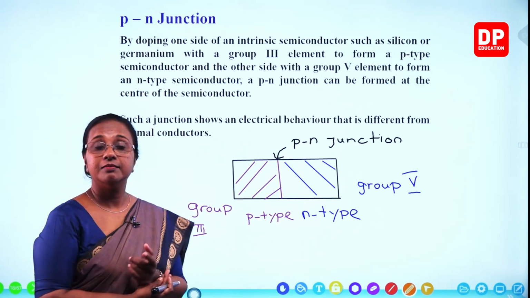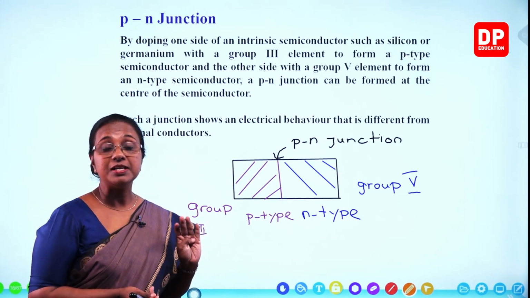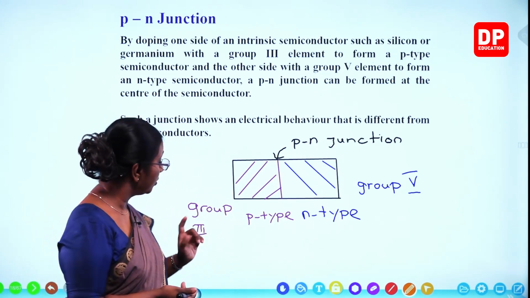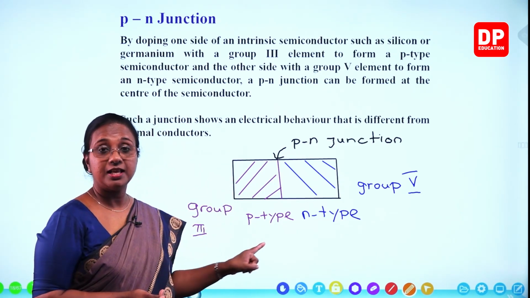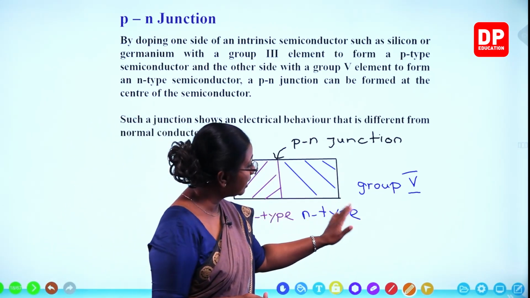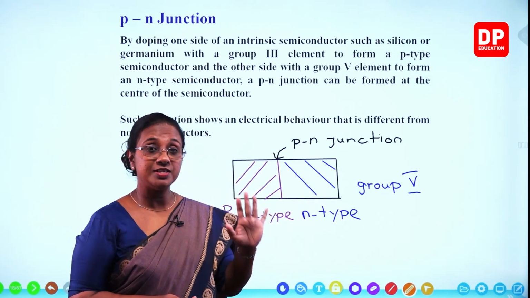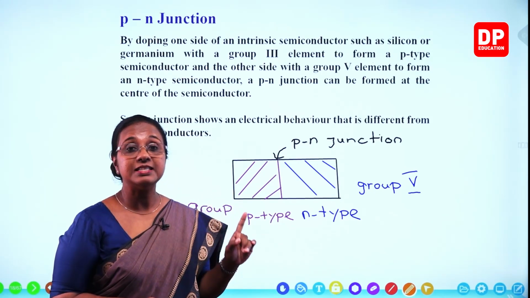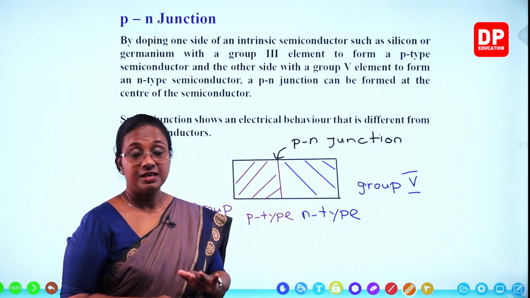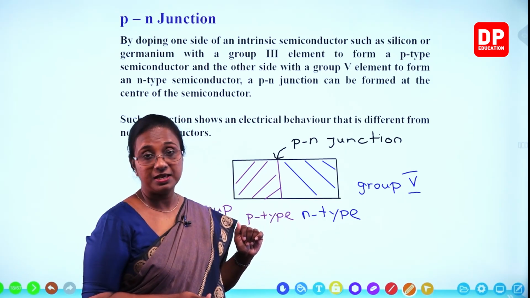Now group 3, like boron, has only 3 electrons, whereas the group 4 element silicon has 4 electrons. Because of that, there are additional holes in the P-type semiconductor. That is why we call it P-type or positive type semiconductor. Then on this side, we dope it with group 5. That has 5 valence electrons, which is 1 electron more than the silicon atom. Because of that, there will be free electrons. Therefore, it becomes a negative type or N-type semiconductor.